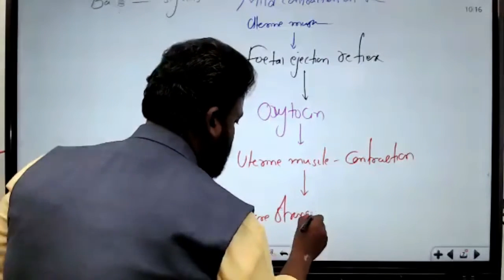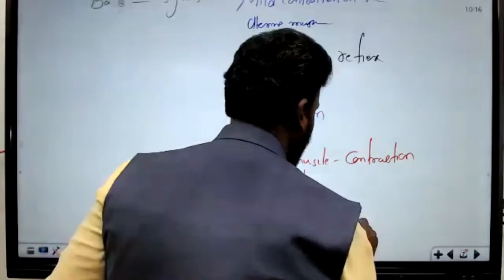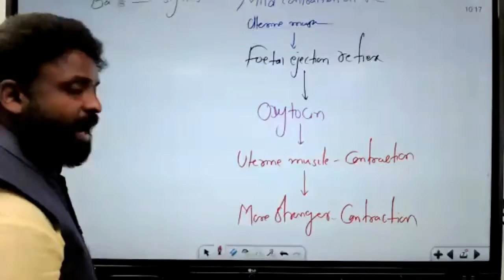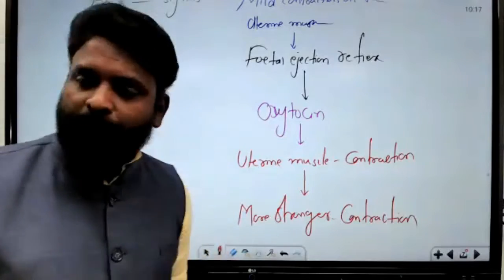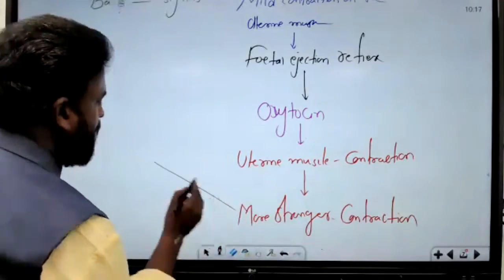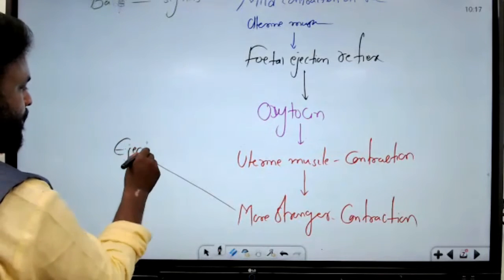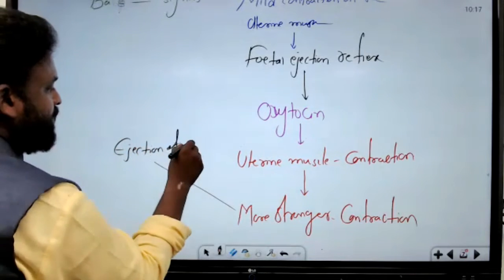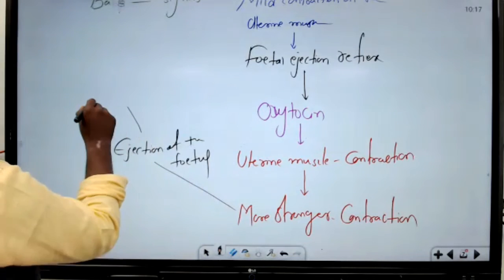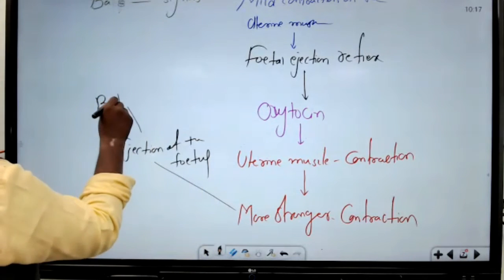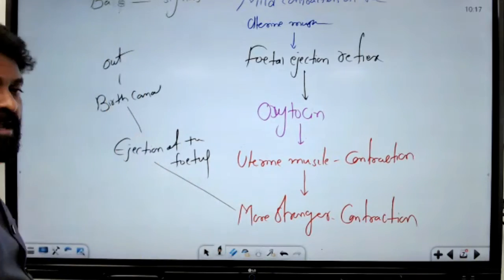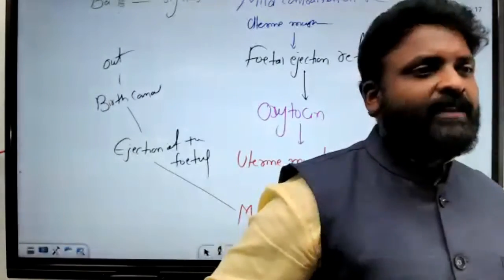That stronger contraction will continue until the delivery of the baby, right? So this stronger contraction causes ejection of the fetus through the birth canal. That is called parturition, meaning delivery of the baby.